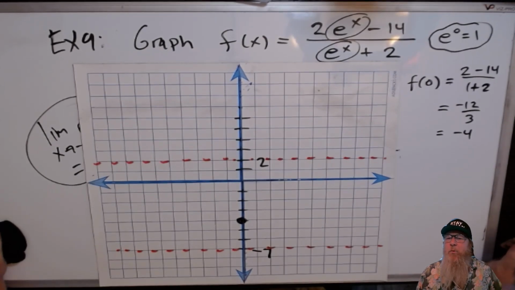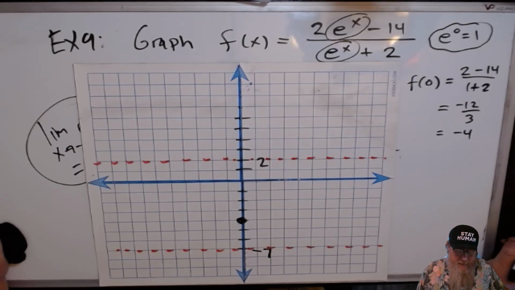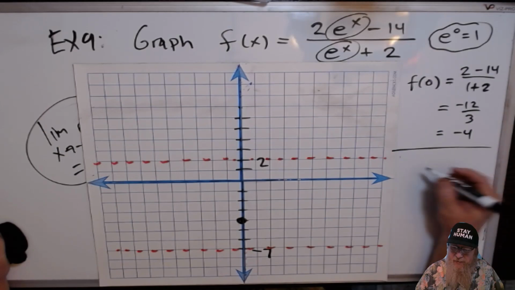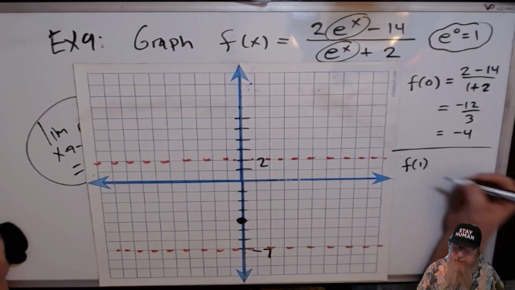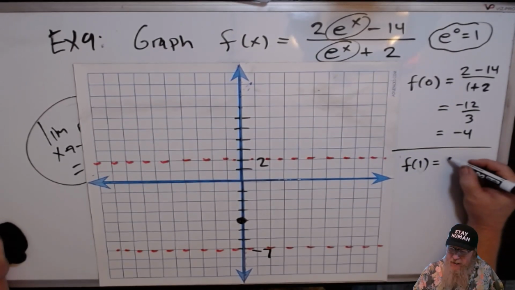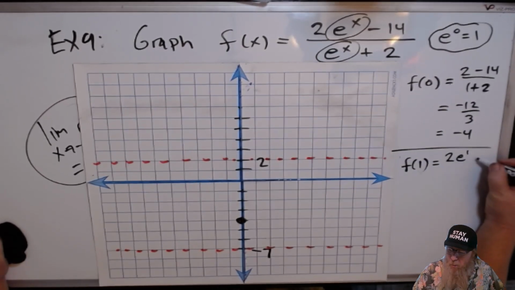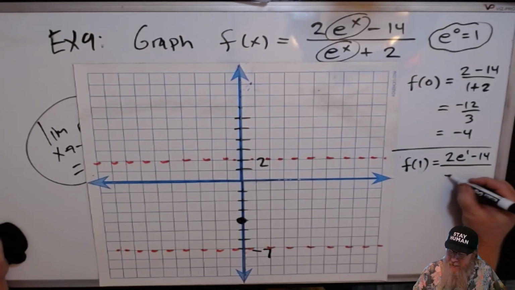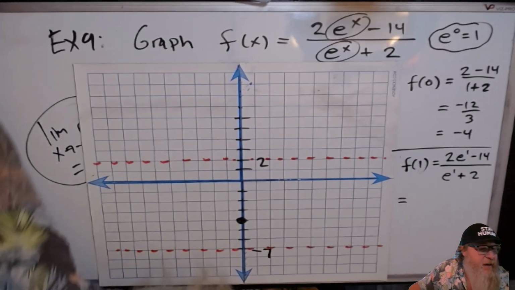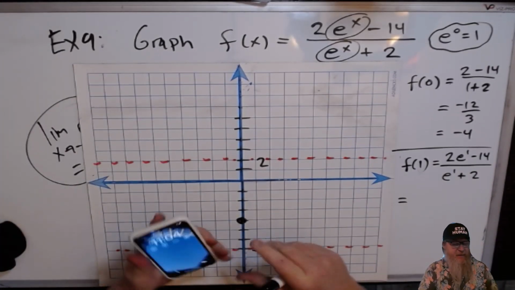All right, I just need one more dot. One more dot. It's probably not going to be pretty, but you could just put something on here that's a decimal. Everything else is going to be decimals. So I've got 1. 1 is a good number to pick if you don't know what to pick. 1 and 0 are good starts. So you're going to get 2e to the 1 minus 14 over e to the 1 plus 2. I got my calculator handy.